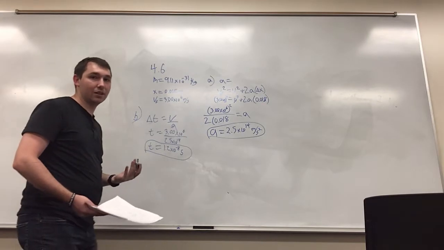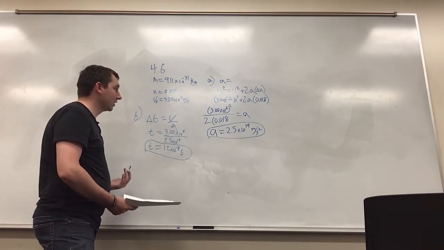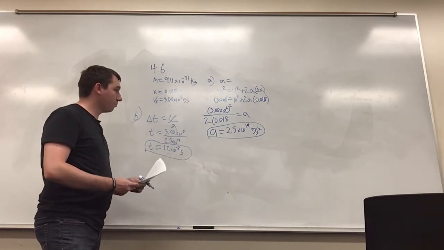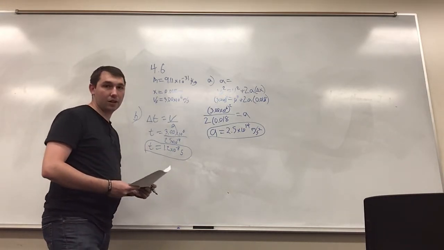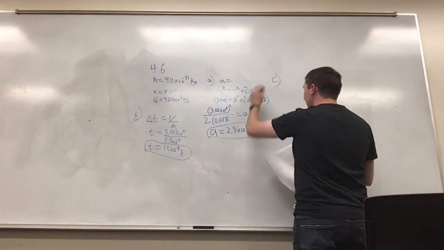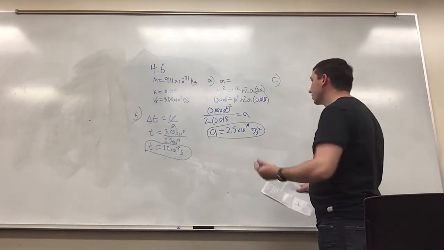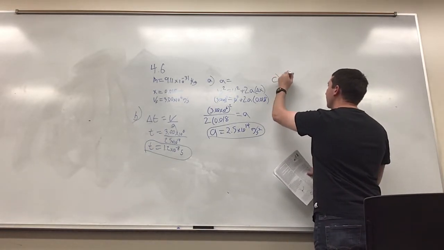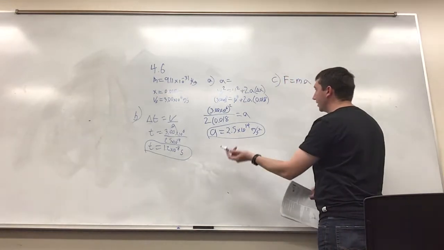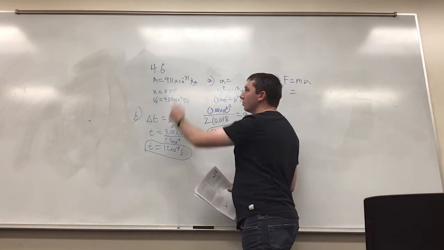which makes sense. It's covering a really small distance at a really high speed, so it should have a really small time. And then part C asks, what is the force in newtons? So we know that the force is equal to the mass times the acceleration. We got the acceleration there, and it gave us the mass at the beginning of the problem.